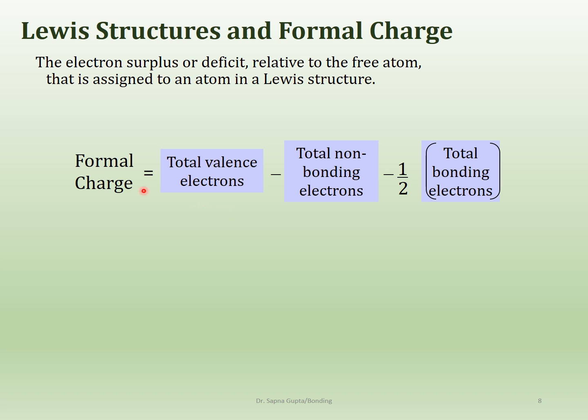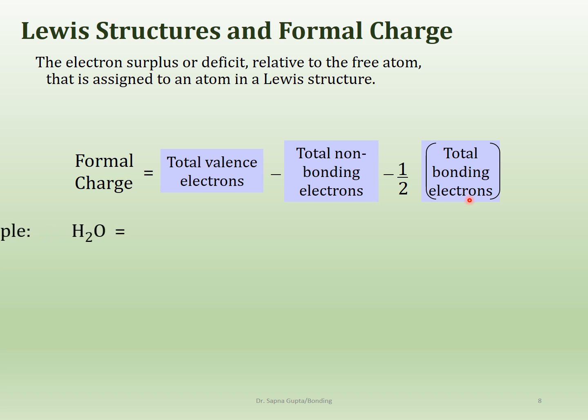That's what you have to do in order to figure out the formal charge. So again, for the formal charge of an element, take the total valence electrons of that element. Take the total number of non-bonding electrons of that element, so subtract those two, and then subtract half of the bonding electrons, because remember half of them are coming from the other element, so you can't use those.